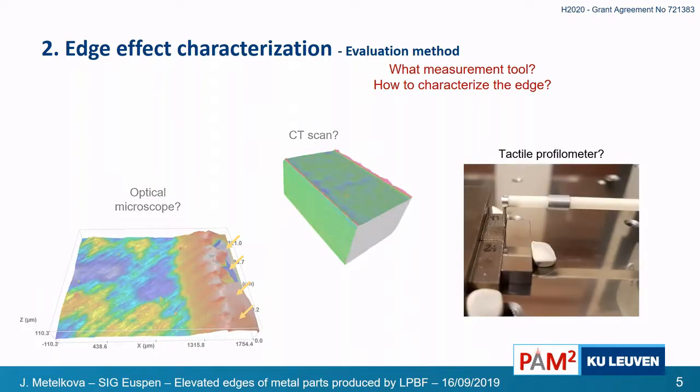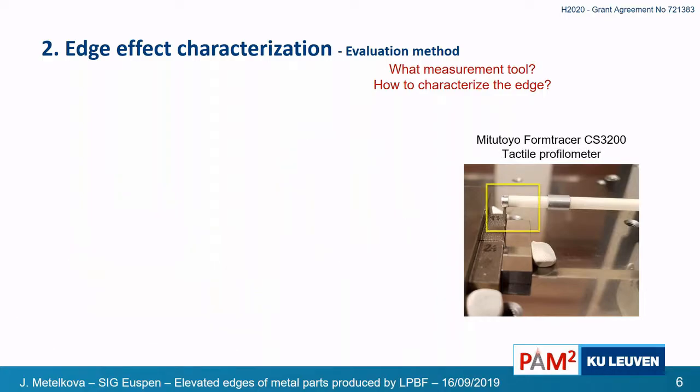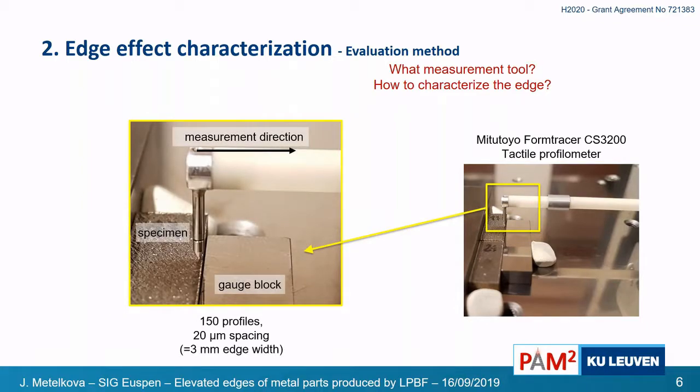So then we ended up with a tactile profilometer equipped with a motorized Y stage that we could use for the analysis of these elevated edges. We were going across the specimen surface, and then the probe was landing on a gauge block that was positioned about 1 millimeter below, so there was no risk of damage of the profilometer. And this way, we made 150 profiles with a 20 micron spacing, which gave us a length of the edge that was sufficient for stable results.